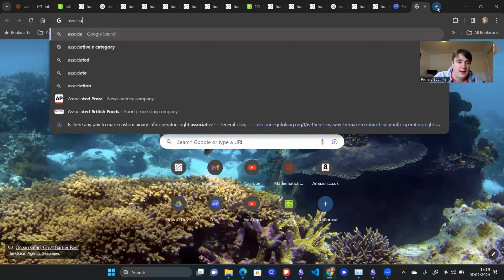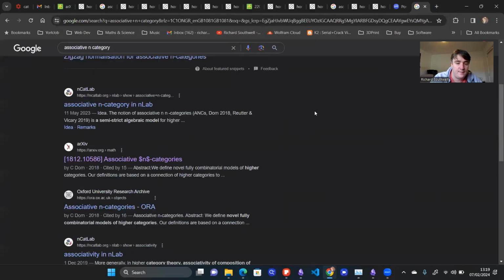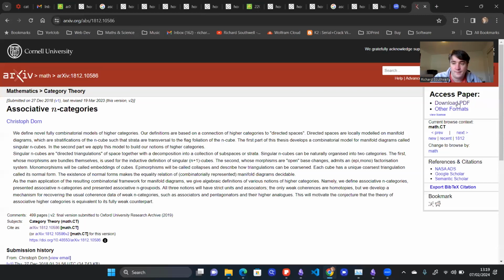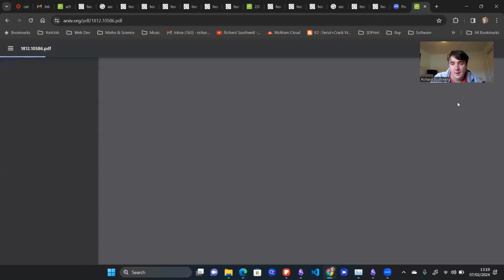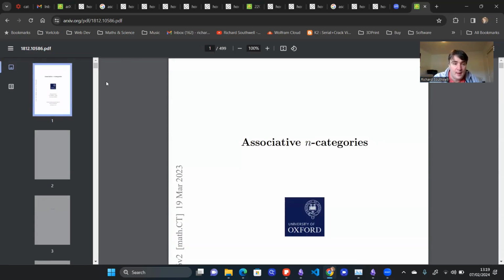So there's a very interesting PhD thesis by Christoph Dorn, and he talks a lot about these associative n-categories. The punchline basically is that Homotopy.io is designed to handle these associative n-categories.